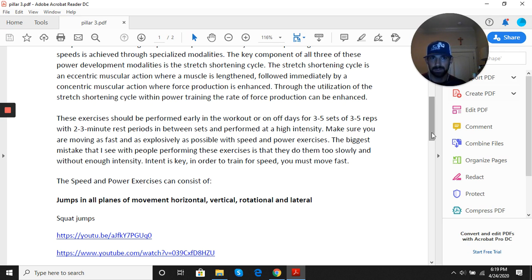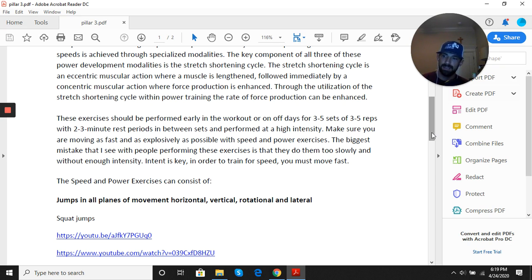So power exercises, generally we want these to be performed early on in the workout or on off days. So we don't want to be fatigued when doing this. We want to be fresh. So maybe you've warmed up and then you jump right into these. They should be performed with low reps. So you're talking 3 to 5 sets of 3 to 5 reps. And we should have a longer rest period in between our sets. So 2 to 3 minutes.